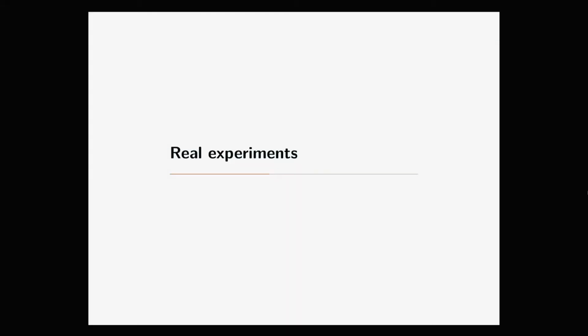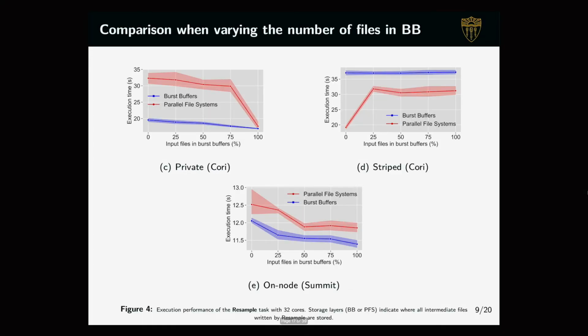So now I will present quickly some results from our experiments. The first result is a comparison when varying the number of files in burst buffer. We only consider the resample task here with 32 cores, and on the y-axis we have the execution time in seconds, and on the x-axis we have the fraction of input files in burst buffers from 0 to 100, and we do it for the three burst buffer designs: private Cori, striped Cori, and on-node on Summit.